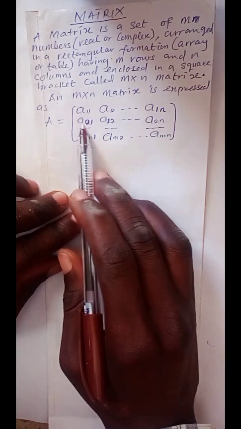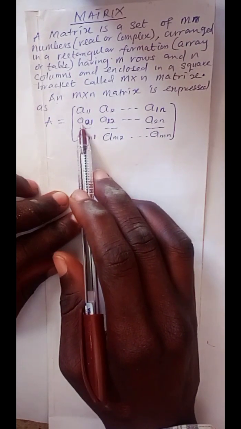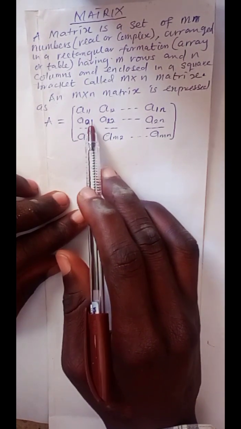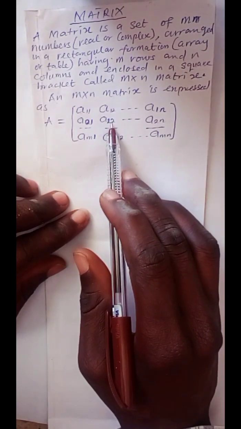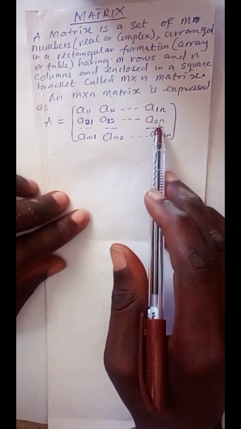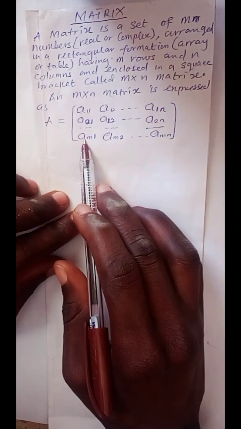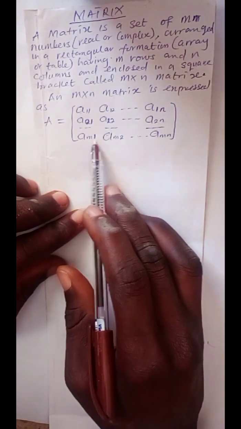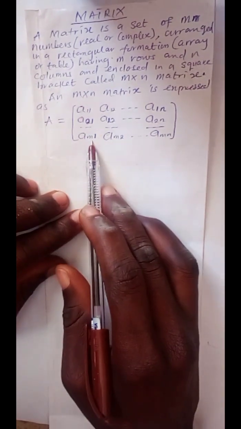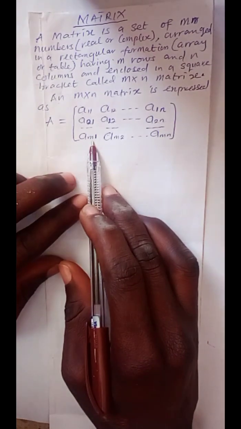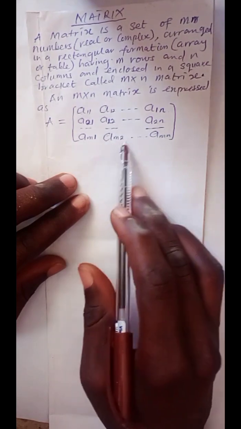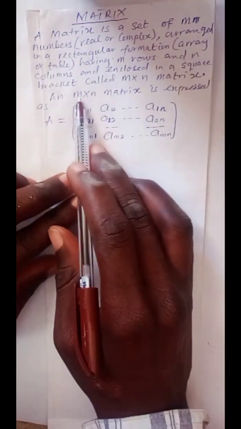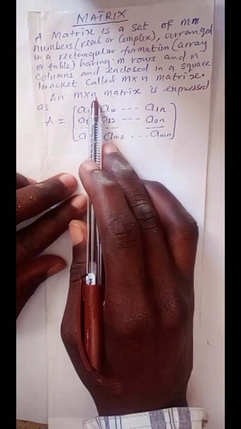The second row: A21, which means element of row 2 column 1, A22, element of row 2 column 2, up to A2n, which means the last element in the row, and then up to Am1, the last element in the column, and then Am2, up to Amn, which is the last element of the matrix.